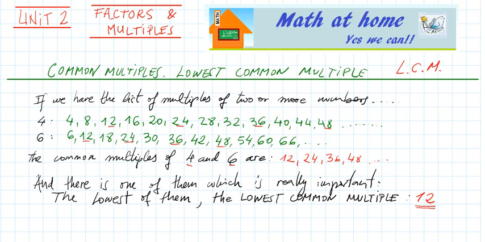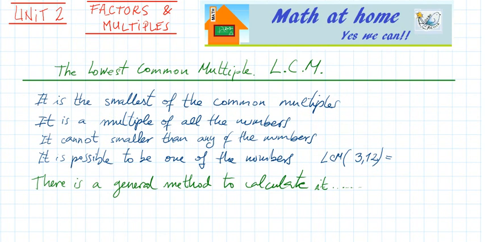And what is the lowest common multiple? The lowest common multiple of two or more numbers is always the smallest of the common multiples, of course. And it is a multiple of all the numbers, because it's a common multiple of all. Because it is a multiple of all the numbers, it cannot be smaller than any of the numbers. It has to be greater than or equal to one of them. It's possible for it to be one of them.